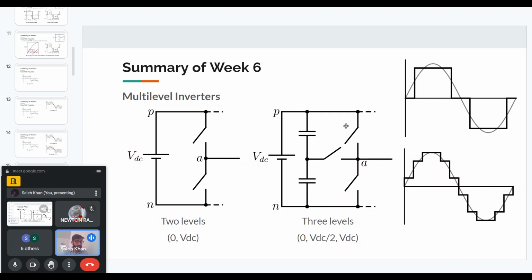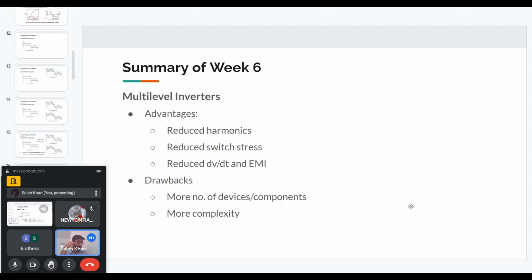Another advantage is that the switch stress is also reduced. For example, in this case, when the middle switch is on, the voltage stress across the bottom device is VDC by 2 only. So in some cases, the voltage stress will be reduced. We can use lower voltage devices, and the RDS on, conduction loss and switching loss will also be reduced. So that will have other advantages.